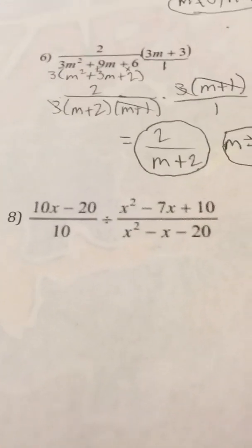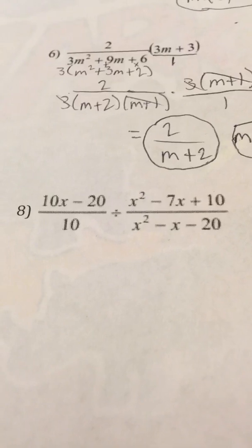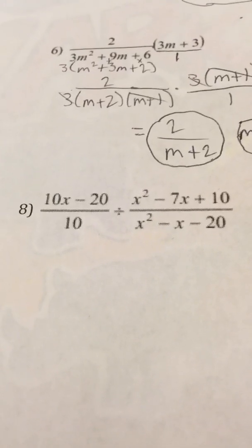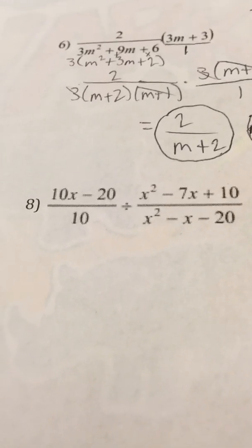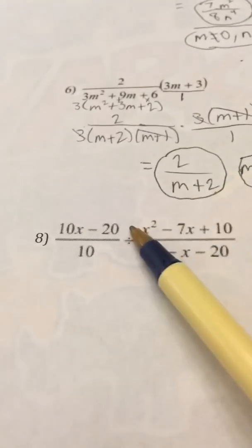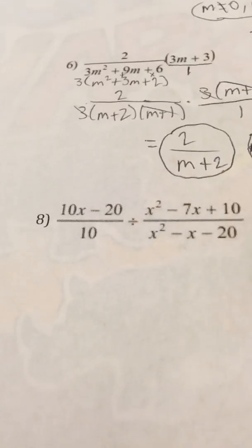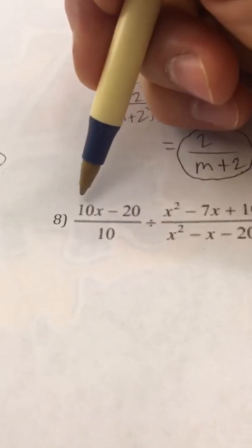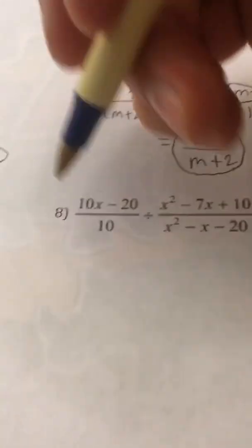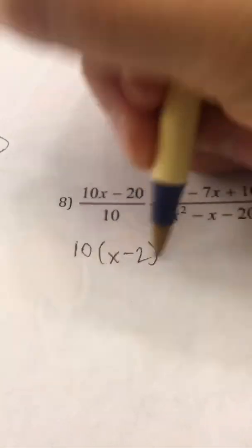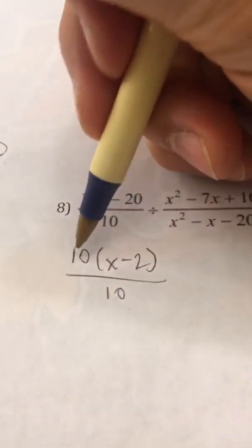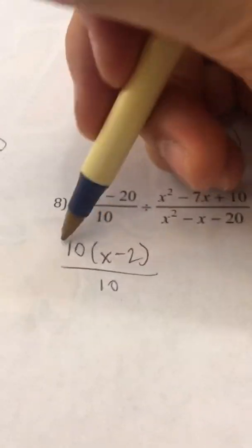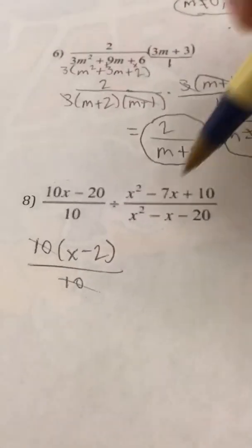Last one. All right. I need to factor this time because it's not just monomials. I need to try to factor everything that I can. And don't forget, since it's dividing, keep, change, flip. I'm going to flip the second fraction. So let's start with this. 10x minus 20, GCF. Greatest common factor is 10, so that's going to be 10 parentheses x minus 2 over 10, and I can already see that these 10s are going to cancel out. All right, then keep, change, flip.